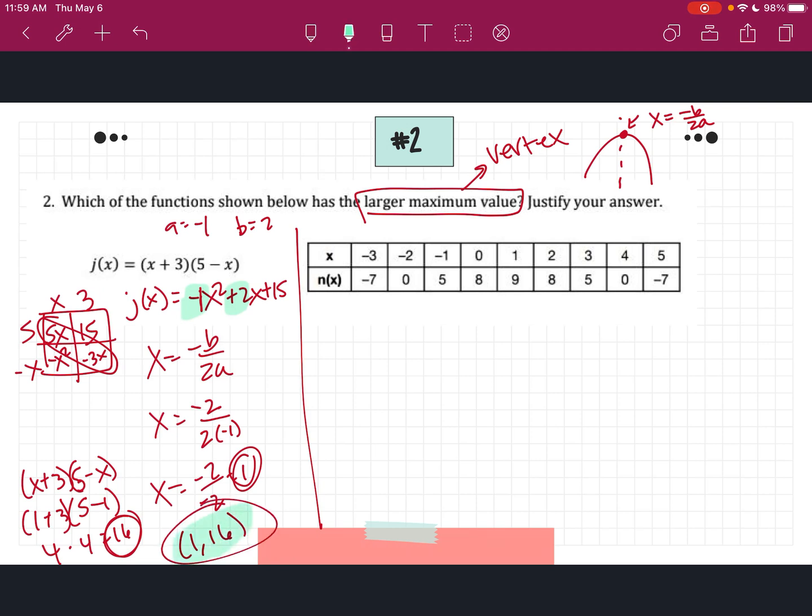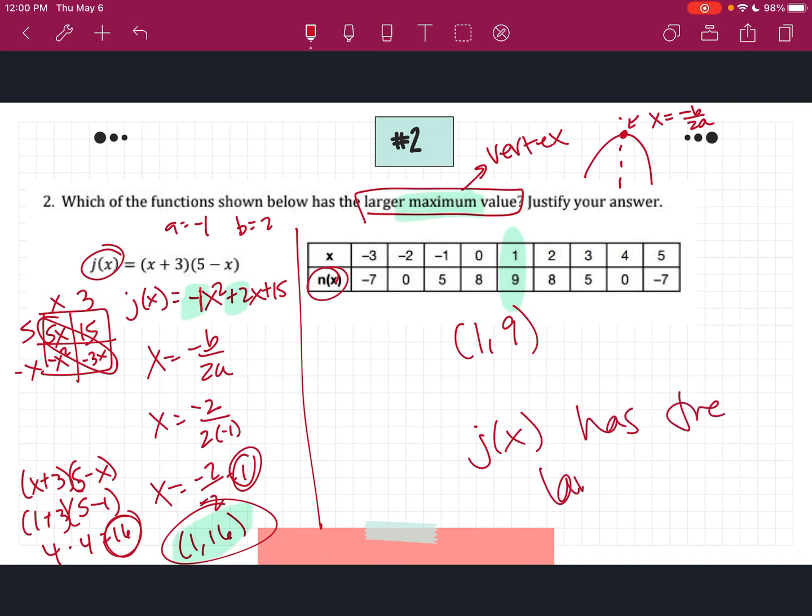And now the table is going to be a little bit easier. So finding a vertex from a table, we're looking for a maximum, so the highest y value. So we have negative 7, 0, 5, 8, 9, 8, 5, 0, 7. So we can see that 9 is the highest when it reaches. So that vertex is at 1, 9. So in thinking about j of x or n of x, which one's higher value, we're going to pick j of x. It's at 16, whereas n of x is only at 9. So j of x has the larger max.